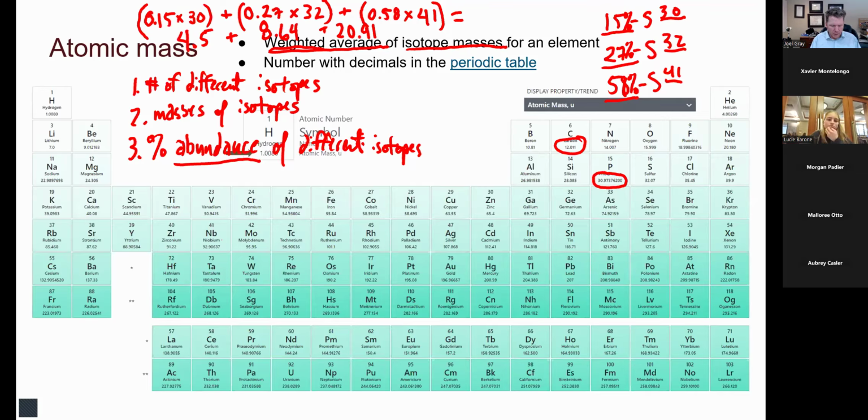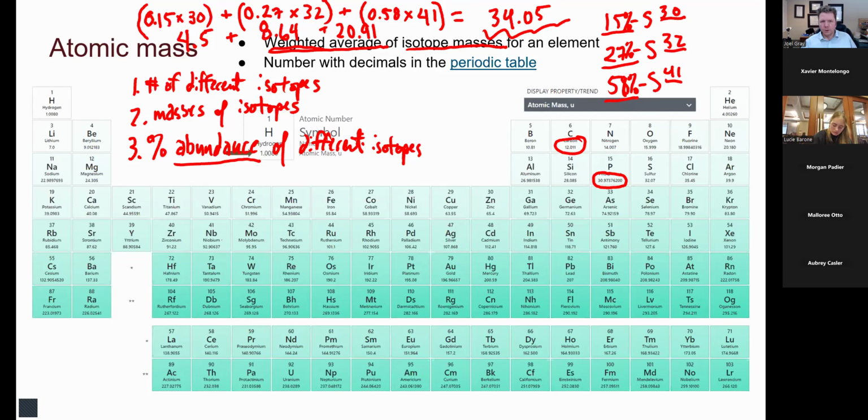20.91 plus 8.64 plus 4.5 equals 34.05. That is the weighted average of sulfur atoms if these are the isotopes that we're interested in.